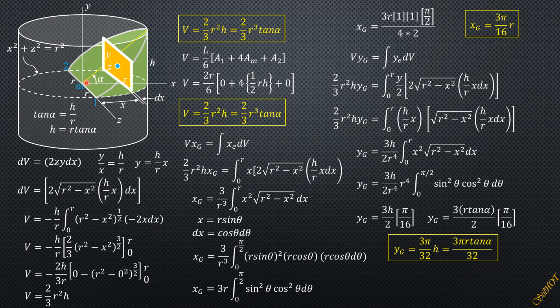From the figure, the x-axis is an axis of symmetry. Therefore, the location of the centroid, or the value of zg, is 0. So zg is 0 from the figure, because this cylindrical wedge is symmetric with respect to the yz plane, or the yz plane divides the solid cylindrical wedge into two equal parts.